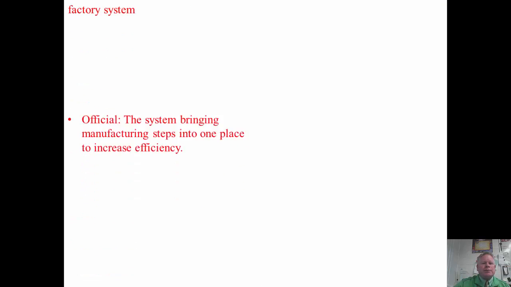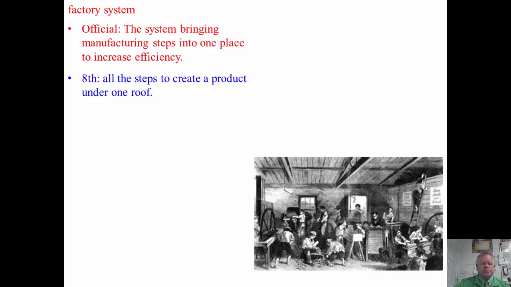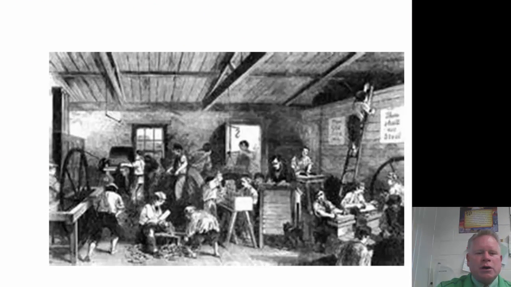Factory system. The system bringing manufacturing steps into one place to increase efficiency. Before the factory system, the steps to create products were done in different places. Now all the steps to create a product are under one roof. This is a picture of an early factory with all these different jobs in the same building. It helps produce items at a lower cost.